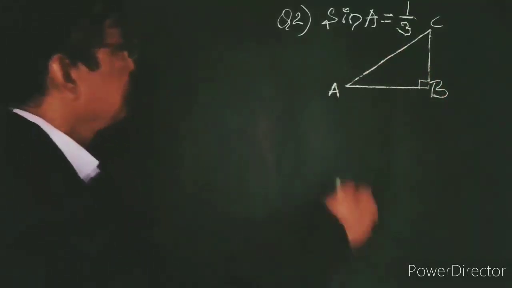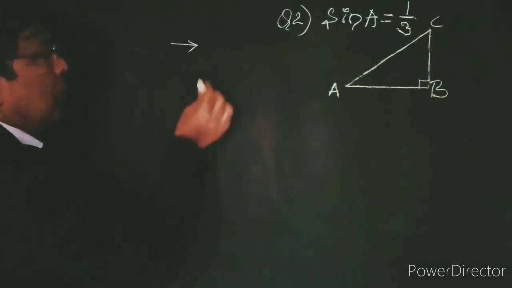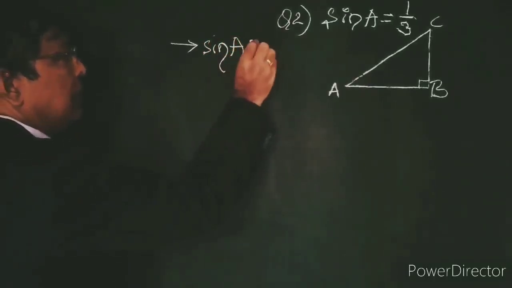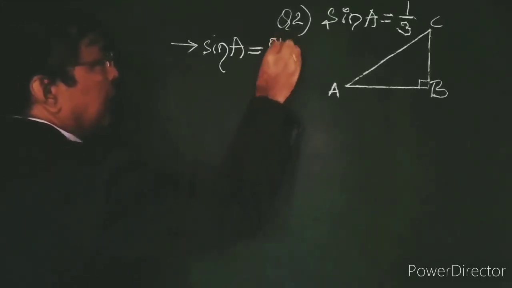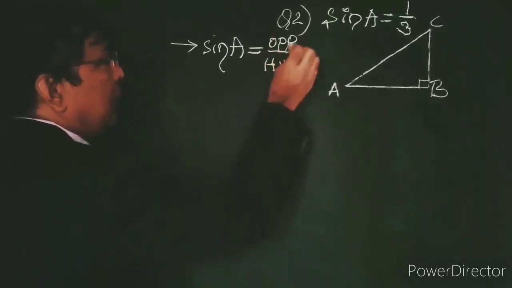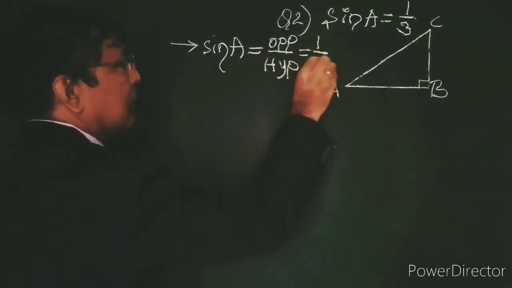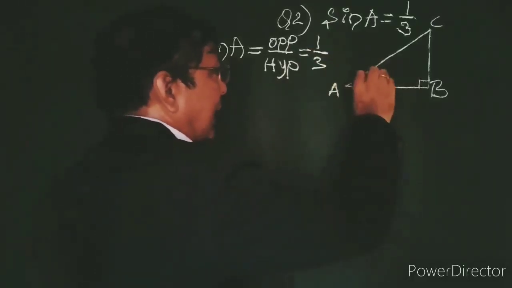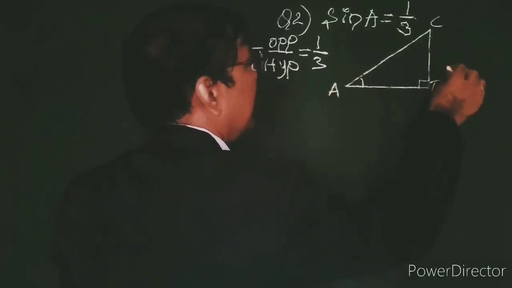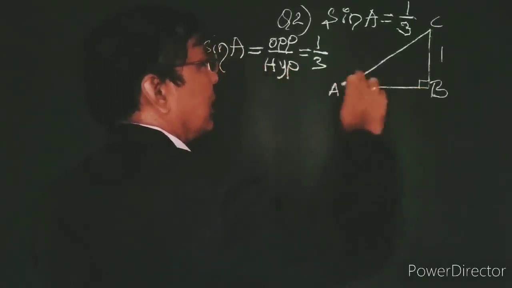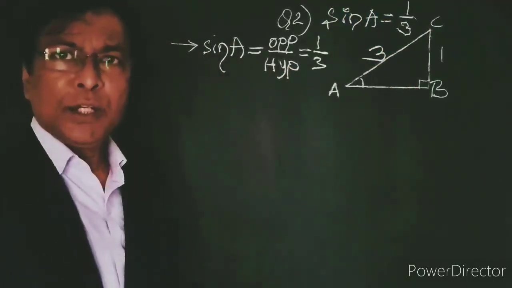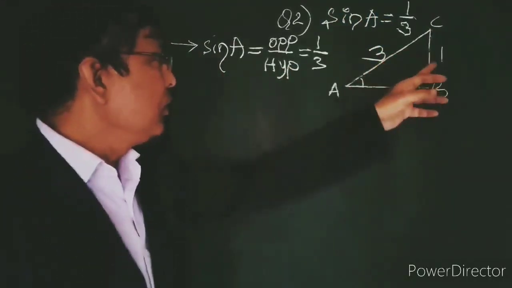Here we do. We know that sine is nothing but opposite side upon hypotenuse. The value is given 1 upon 3. From angle A we are observing this figure. Therefore opposite side is BC, it is 1, and hypotenuse is AC, that is 3. To find other trigonometric ratios, we should know all three sides.